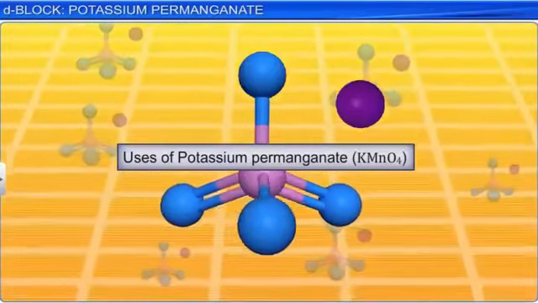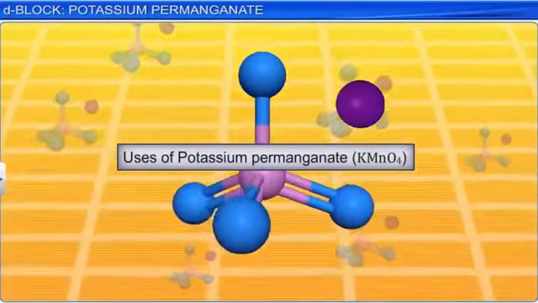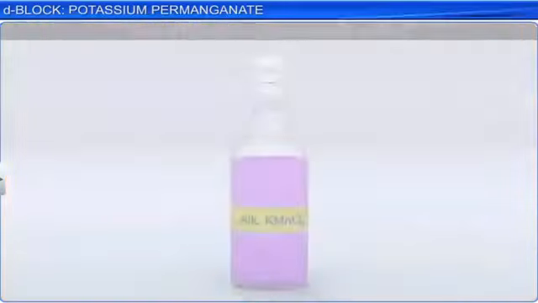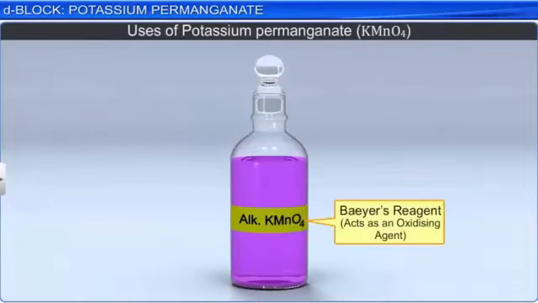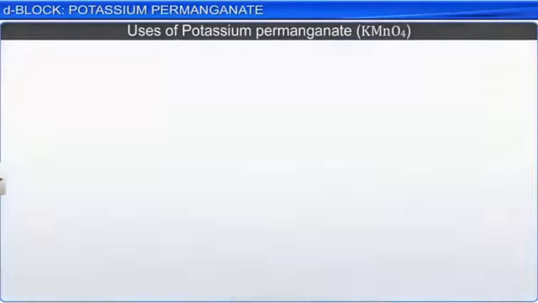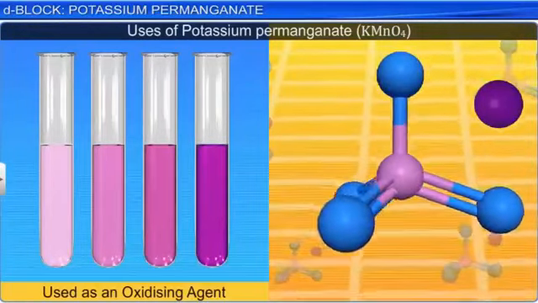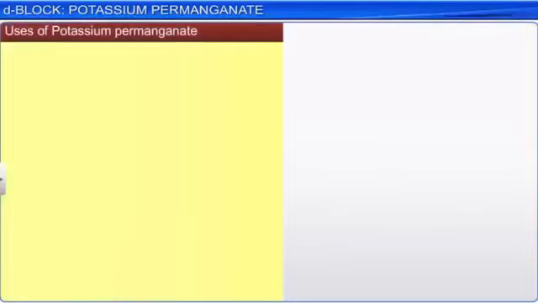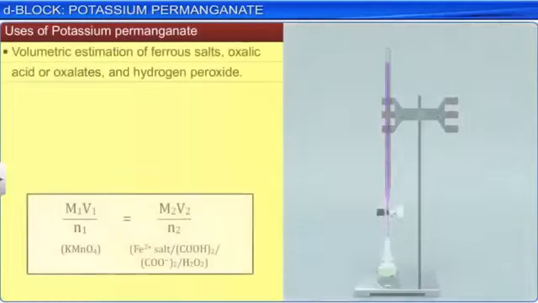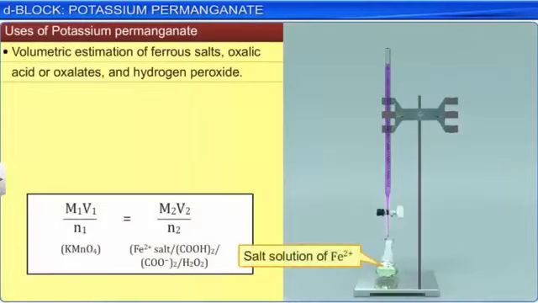Let's now study the uses of potassium permanganate. Alkaline potassium permanganate is used in organic chemistry under the name of Bayer's reagent. Apart from being used as an oxidizing agent in the laboratory, it is also used in the volumetric estimation of ferrous salts, oxalic acid or oxalates, and hydrogen peroxide.